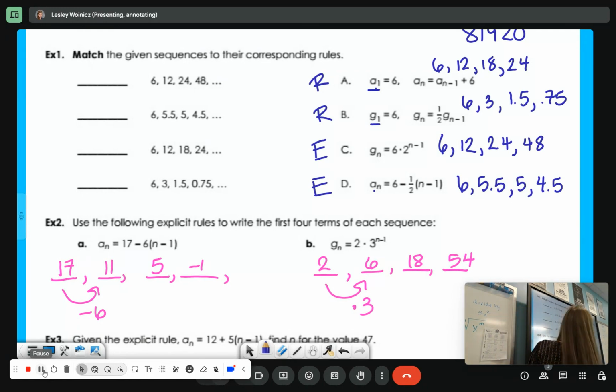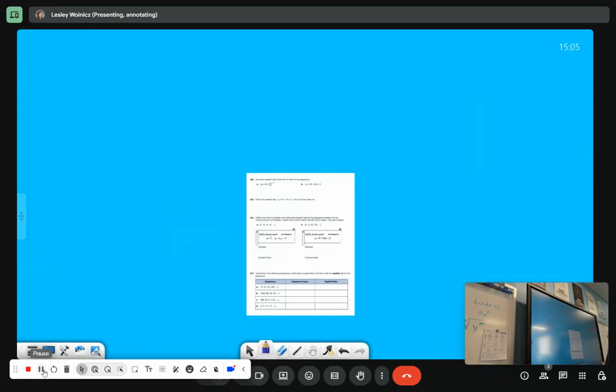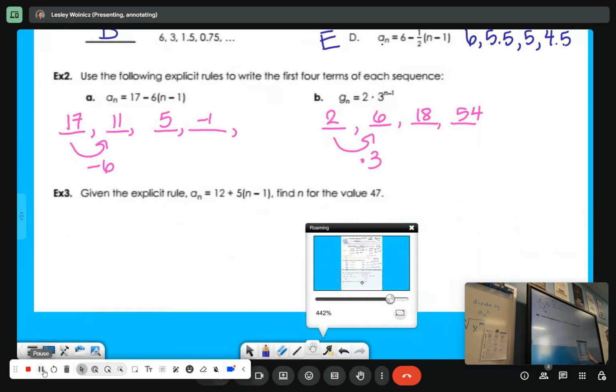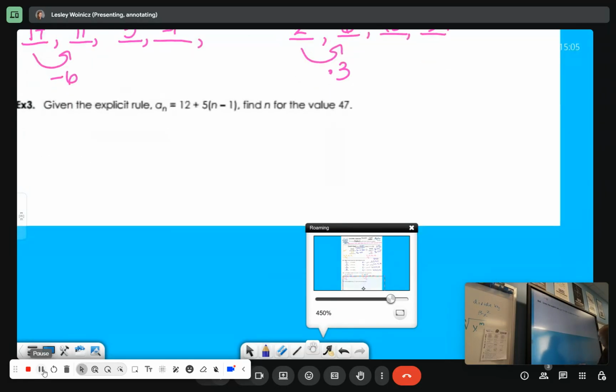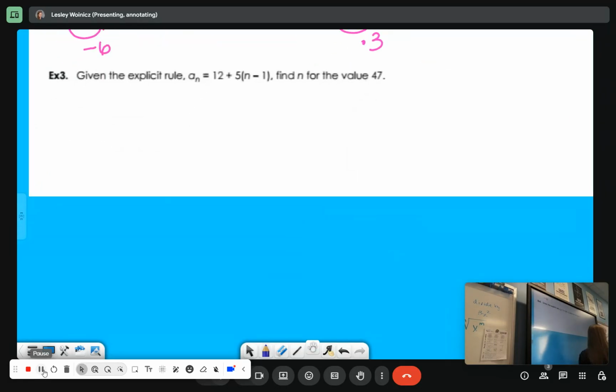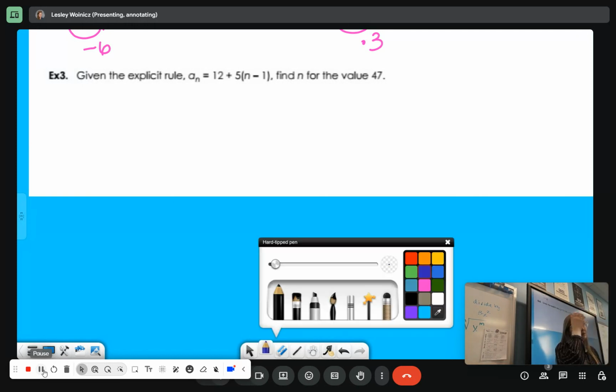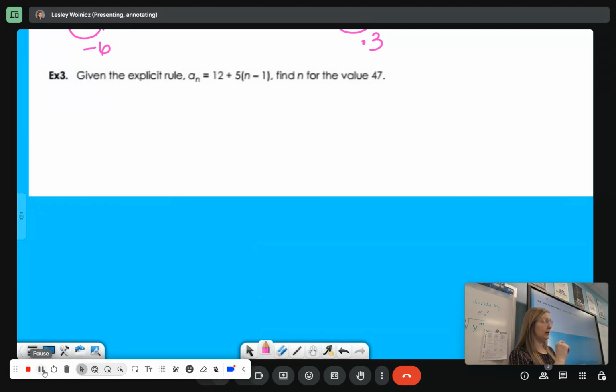All right, the first one, C. Second one, D. A and B. Okay, questions for me? Okay. Oh, there's one at the bottom, isn't there? I skipped. All right, so I'm going to show you how we have done this for recursive and how we can still do this for explicit, and then I'm going to show you the explicit superhighway shortcut. Okay?